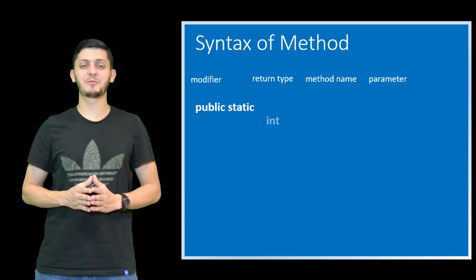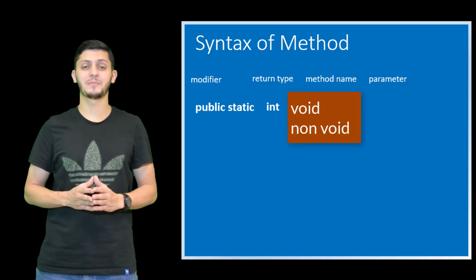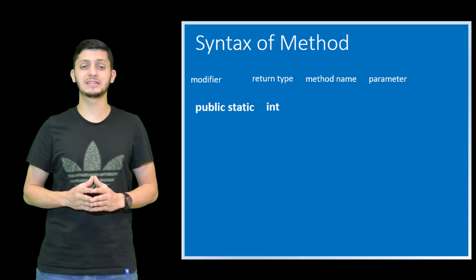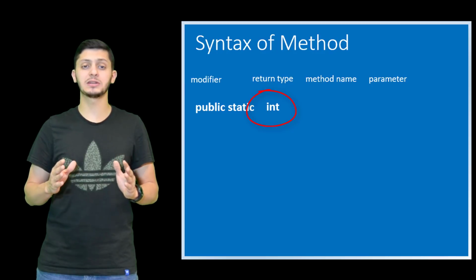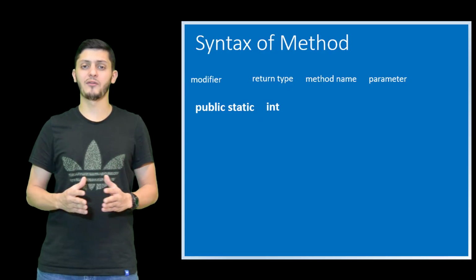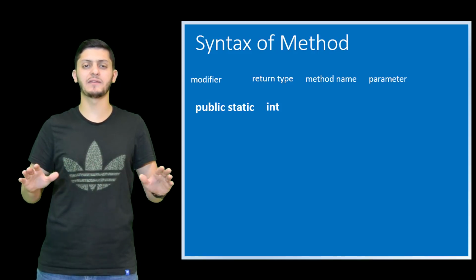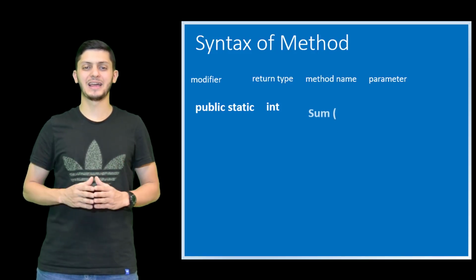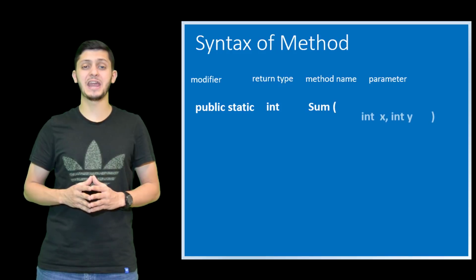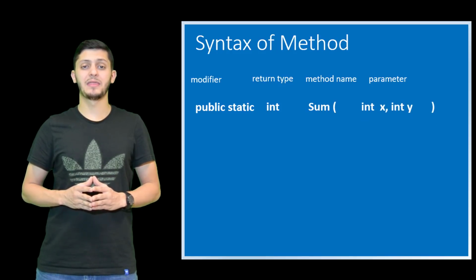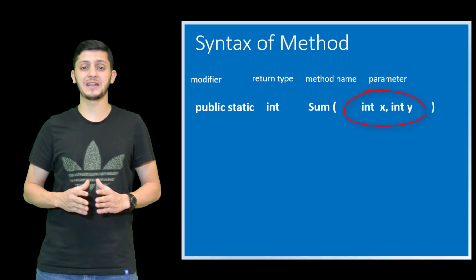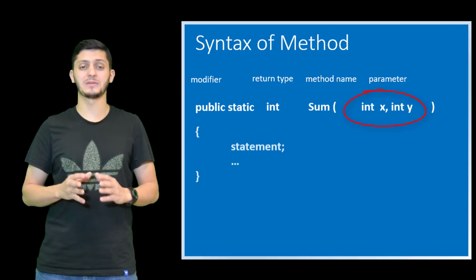The return type could be void or non-void. For non-void, like an example, a valid data type such as int means that the method will return integer value. Void, however, means that it will not return any value. Next are the method's name and parameters. The parameters are values that are needed inside a method.